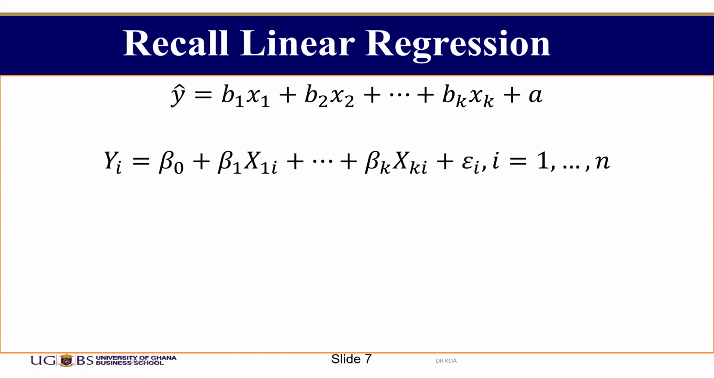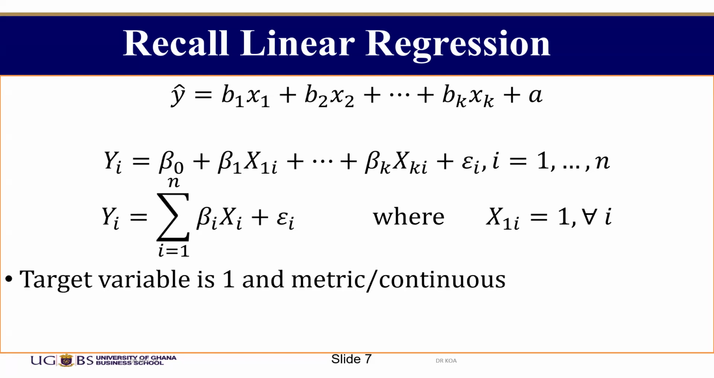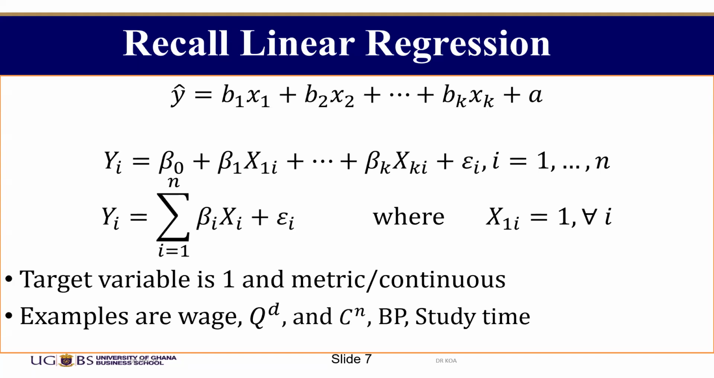In an expanded form, this is the same multiple regression model. If you want to put it all together, you create a matrix. This is the multiple regression model, a linear regression that we all know well. Now, the target variable here, y, is a single variable. It can be price, quantity, blood pressure, wages, salaries, it can be anything. So it is continuous.